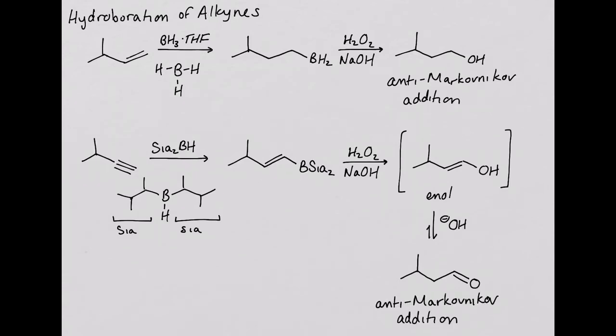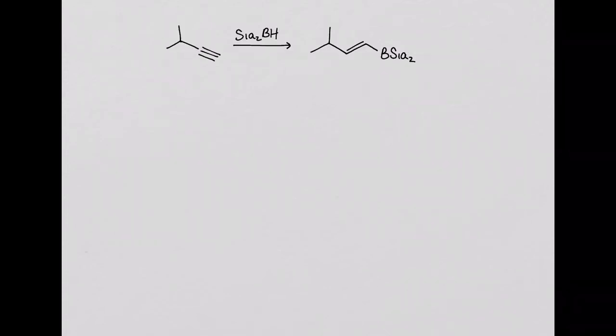Again, to better understand why we get the anti-Markovnikov addition, we need to look at the mechanisms. Hydroboration of an alkyne occurs in exactly the same way that it occurs to an alkene. The alkyne attacks the boron, creating a partial negative charge on boron, which allows the hydride to attack right back. This forms a similar transition state as the hydroboration of the alkene.